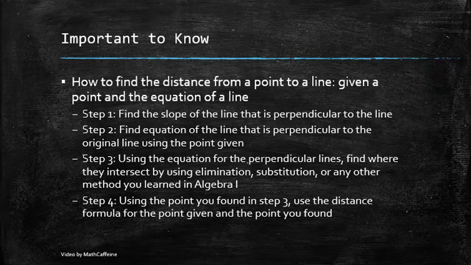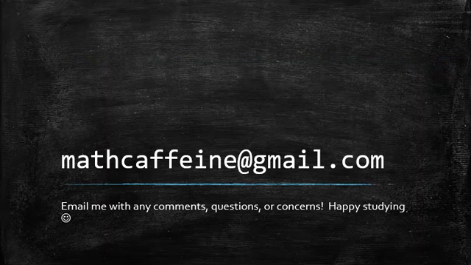Using those 2 lines, find their intersection using any method you learned in Algebra 1, like substitution or elimination. The last step is to use the point you found in Step 3 and the given point, and use the distance formula to find the distance between the point and the line. You can get good at these multi-step problems with lots of practice.